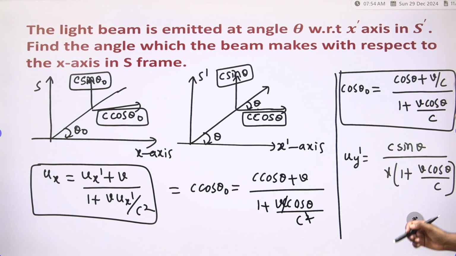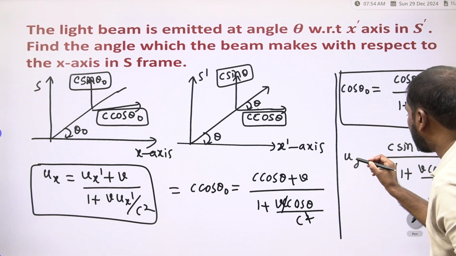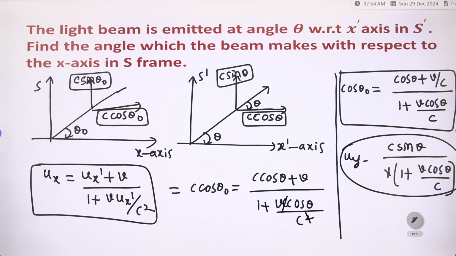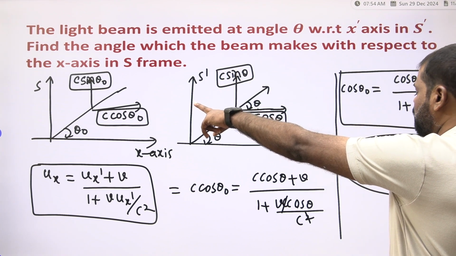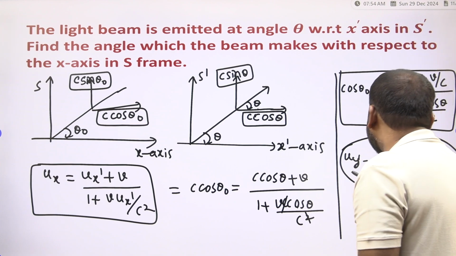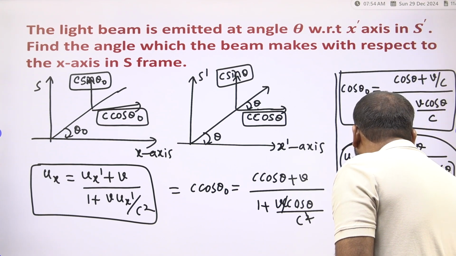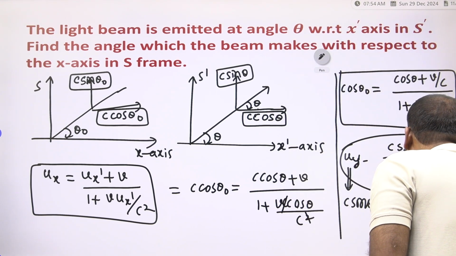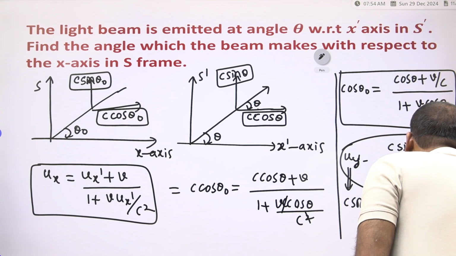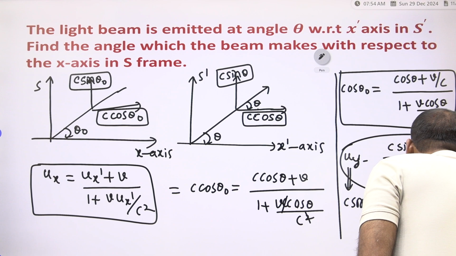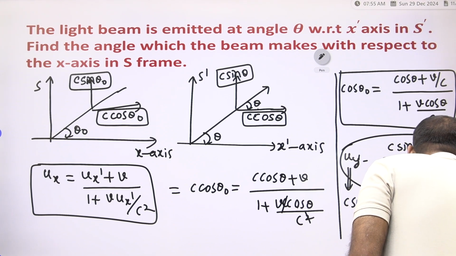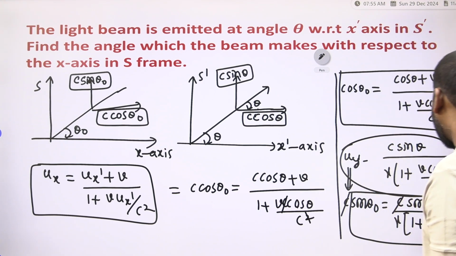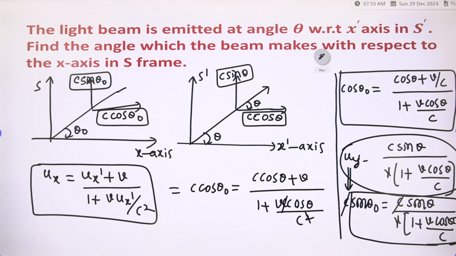So, u y is equal to, because we have to consider a plus here, that is why I am writing u y is equal to. But already u y is c sin theta naught. So, c sin theta naught is equal to c sin theta divided by gamma into 1 plus v cos theta divided by c. So, c gets cancelled, therefore sin theta naught is equal to sin theta divided by 1 plus v cos theta divided by c.